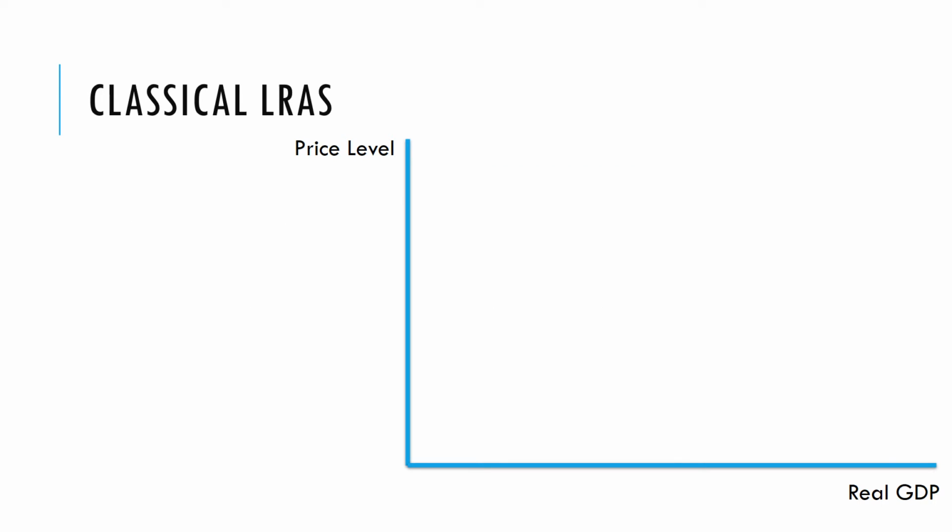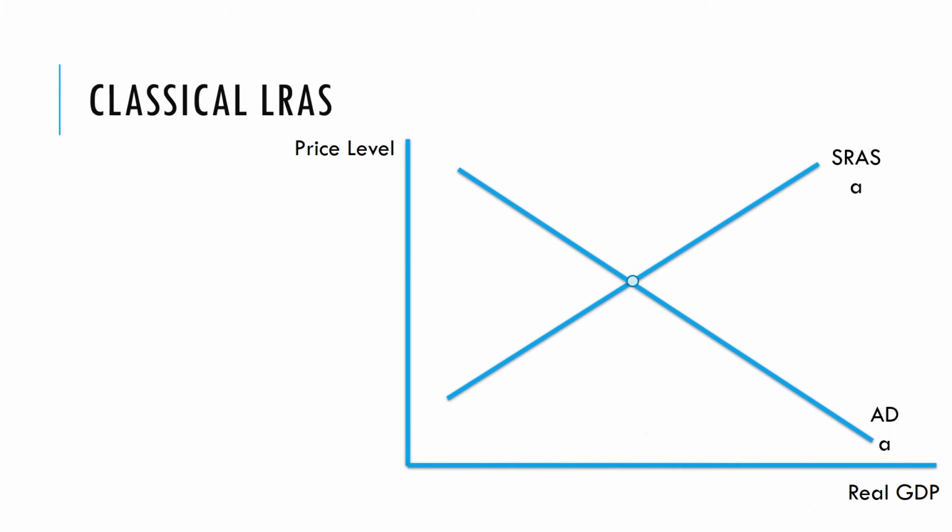So let's start off by looking at the classical long-run aggregate supply curve, and we'll look at how this is derived and the thinking behind the shape of this curve. So again, we have the same axes. We have price level within our economy, and along here we have the level of output, real GDP. And let's imagine our economy starts in this position. We have aggregate demand within our economy, aggregate demand curve A, and we have short-run aggregate supply curve A as well. And this means our economy would be in equilibrium at this position here.